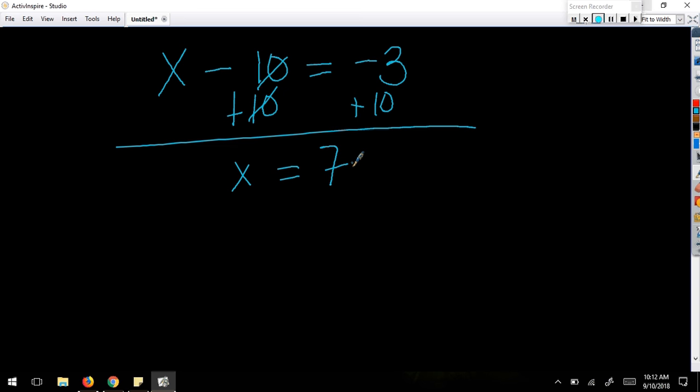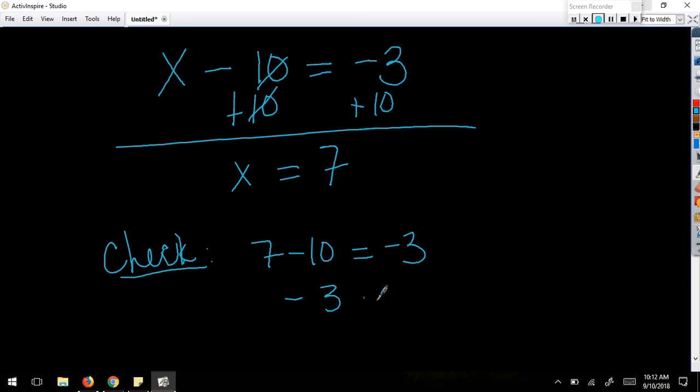All right, let's check it. Let's do a check. Again, use your calculator. 7 minus 10, does that equal negative 3? Yes, negative 3 equals negative 3, and it checks.